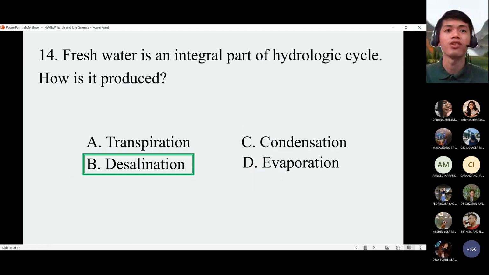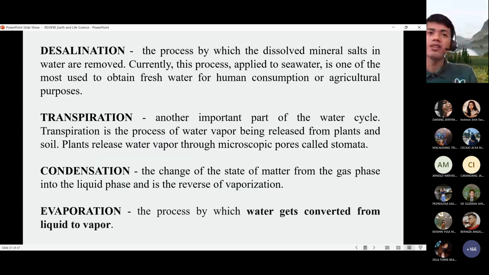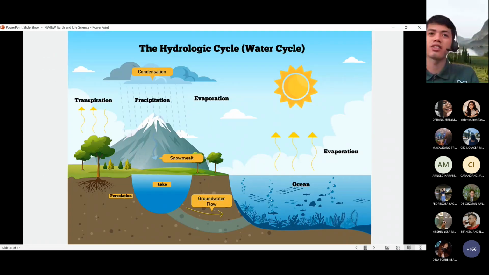That's desalination. Now, let's look at the hydrologic cycle. If you can see here, the transpiration for plants and trees. We also have precipitation and evaporation. And take note, the ocean has the biggest role in the hydrologic cycle.